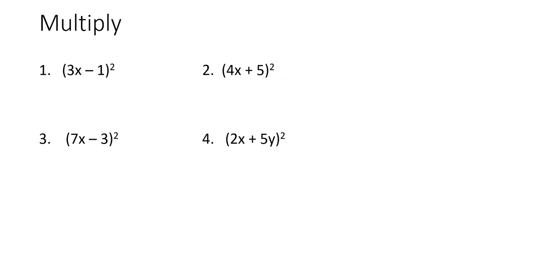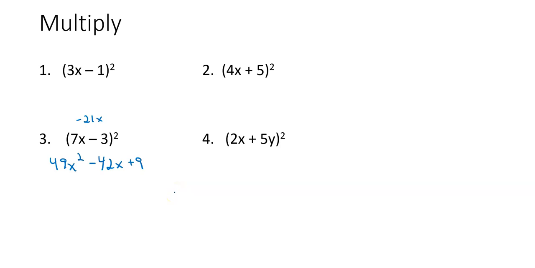All right, let's take a look at 3. 7x minus 3 squared. So if we use our shortcut, first term squared, double the inside. So 7x times negative 3 is negative 21x. Double that, that gives me negative 42x. And then 3 squared is 9.